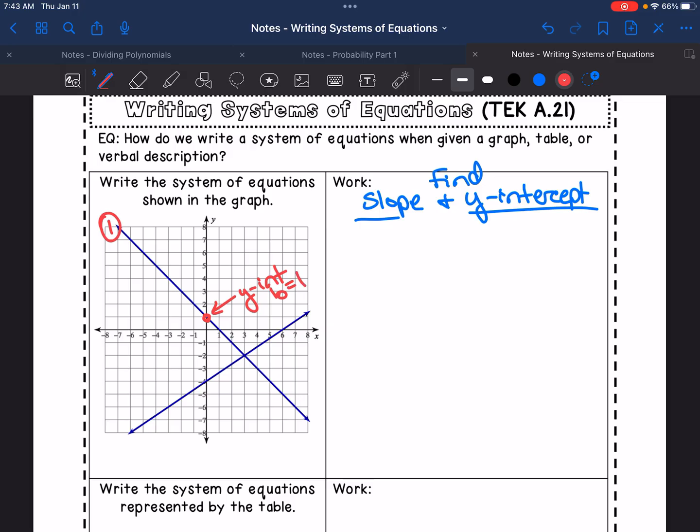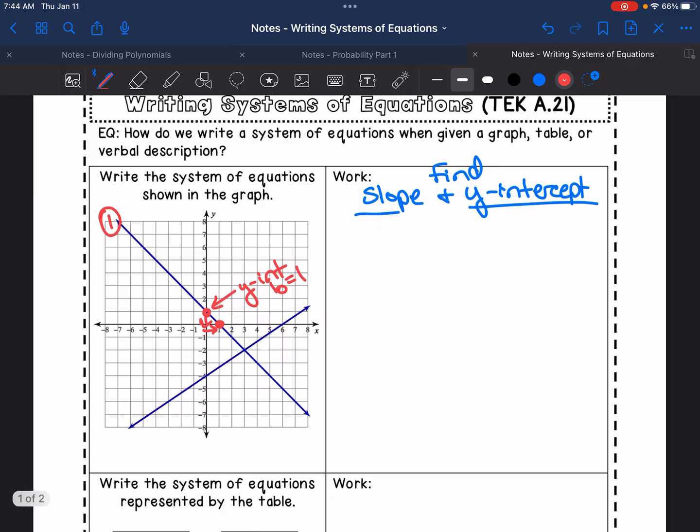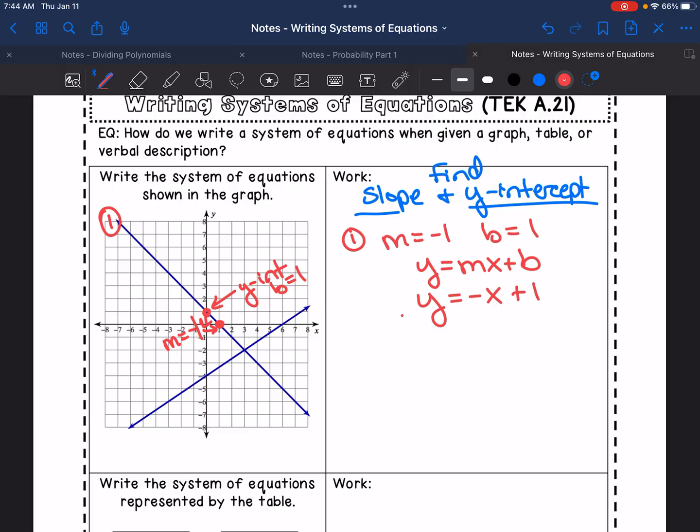And then to find the slope, I just need to find another point, let's say right here. And I can see I'm going down 1, right 1. So that means I have a slope of -1. All right, so equation 1, we have a slope of -1 and a y-intercept of +1. So remember, we have slope-intercept form. So this would be y equals -1x plus 1. So that's one of my equations.